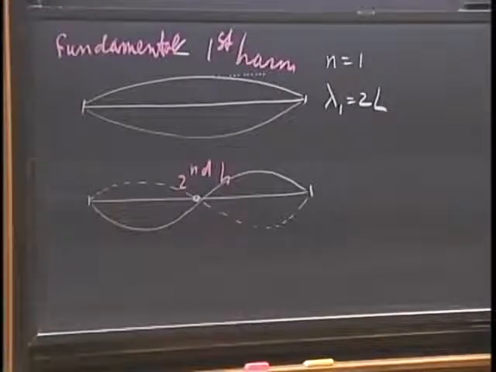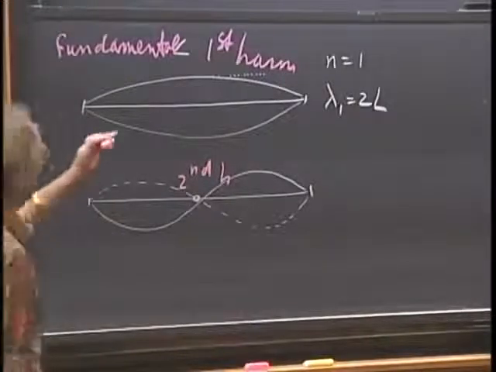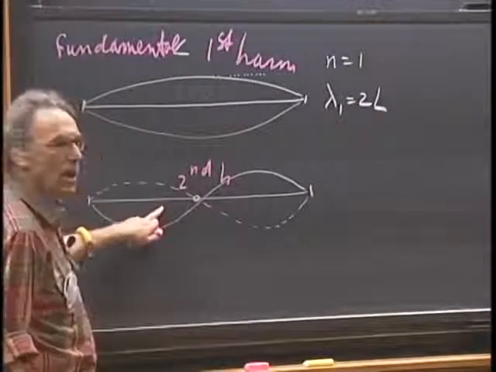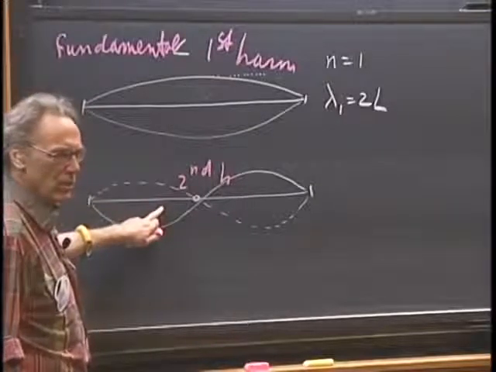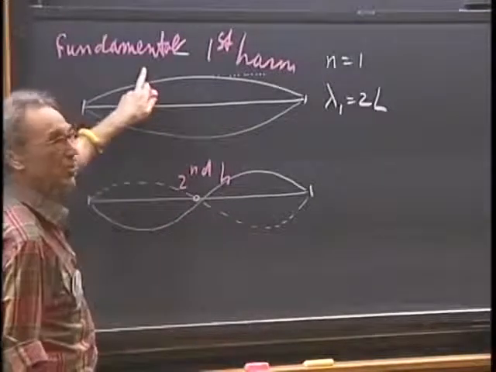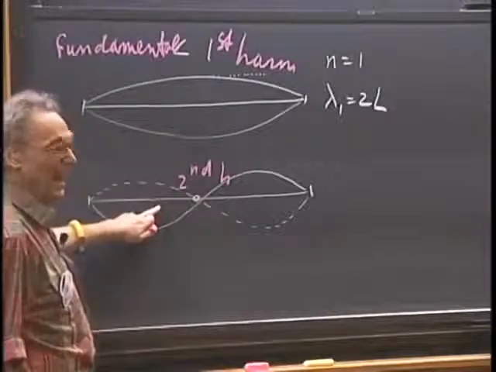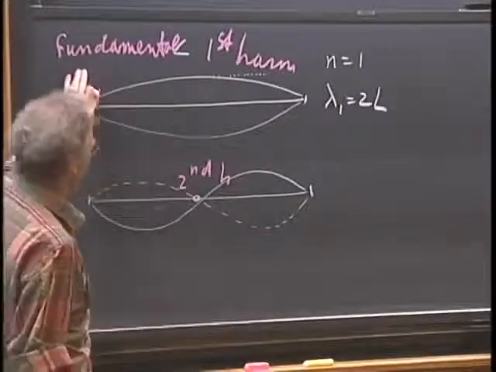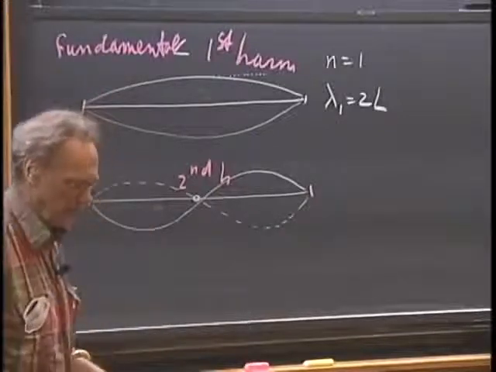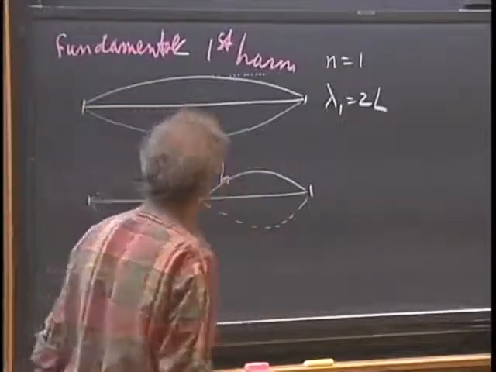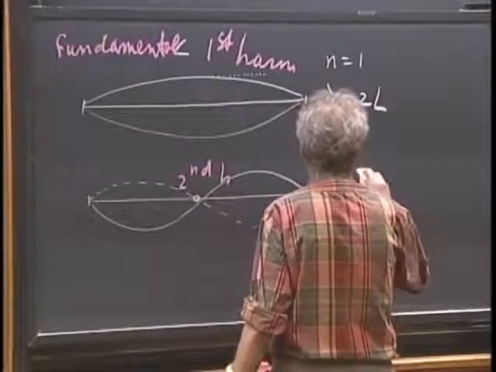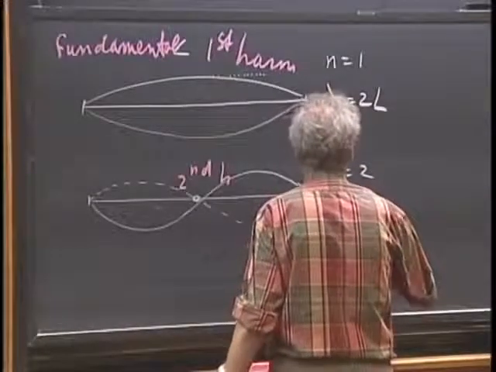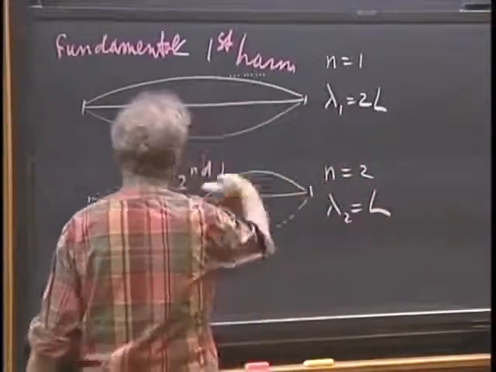It is unfortunate that there are books that call this the fundamental and this the first harmonic. That's enormously confusing, because now you have to start from 0, which is the fundamental, and then n equals 1 is the second harmonic. I will never do that. This is always for me first harmonic. This is always the second harmonic. And so for n equals 2, you see immediately that lambda 2 is simply L.